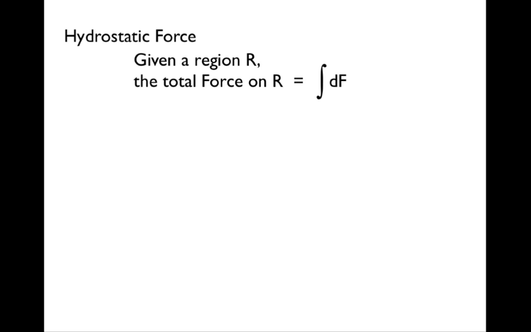So given some region R, the total force on that region would be the sum of lots of little bits of force. Should sound like a broken record, right? If you want to find total area, you sum up little bits of area. If you want to find total volume, you sum up little bits of volume. If you want to find total work, you sum up little bits of work. So if you want to find total hydrostatic force, you're going to sum up little bits of hydrostatic force. What do we mean by that? This is like the force of some fluid on a surface that's submerged in that fluid. Okay?